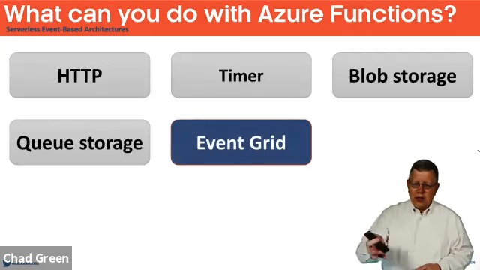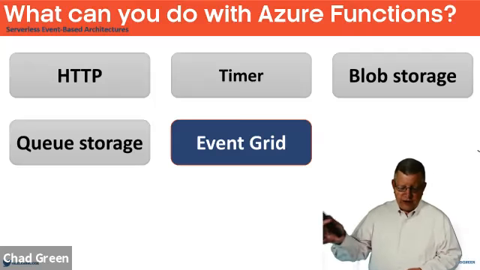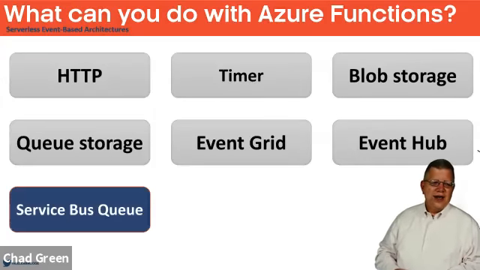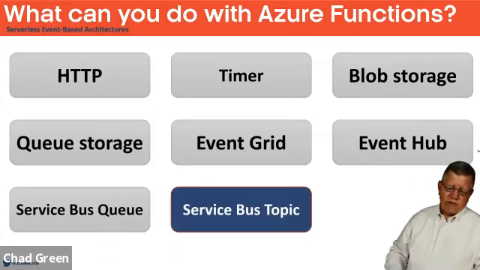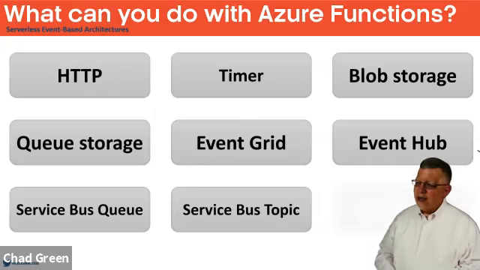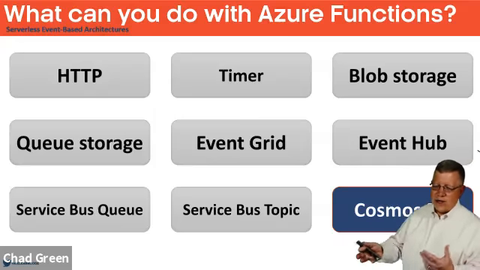Event Grid, which I know is one of Kevin's favorite things. You can write functions against there. Event Hubs, which is actually one of my favorite things. Service Bus queues and Service Bus topics. It's kind of funny because Service Bus actually drives Event Hub. And then Cosmos DB, what we're here to talk about tonight. We can do these.